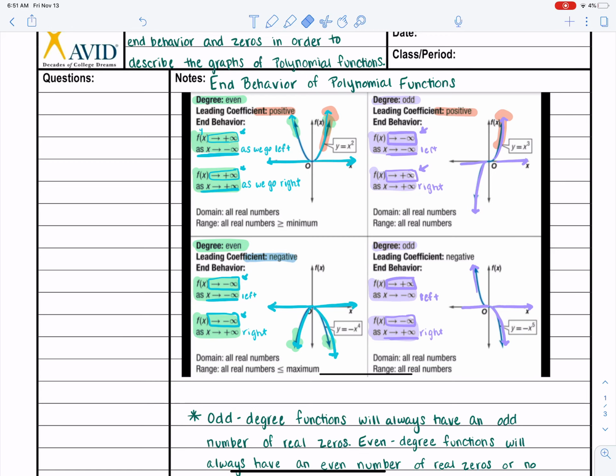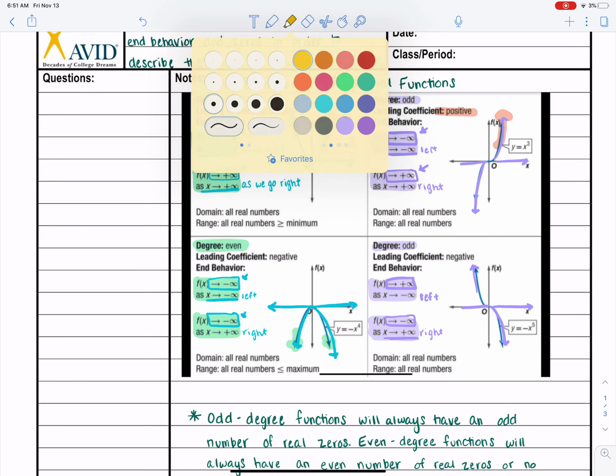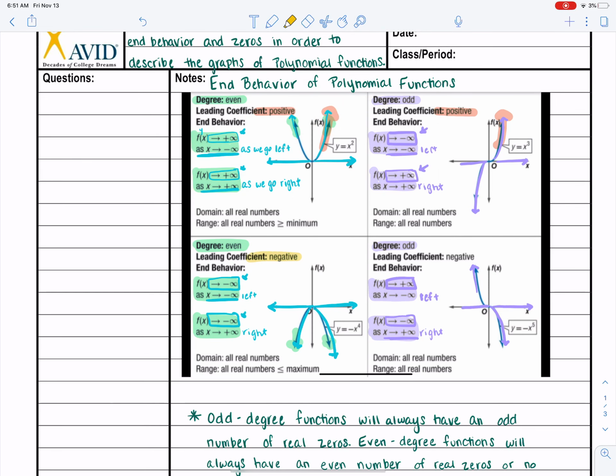If the leading coefficient is negative, let's go with a different color, yellow, because that blue is too similar to the green. If the leading coefficient is negative, then that means the right side of your graph is going to end going down. So the leading coefficient tells you what's happening on the end of your graph, or the right side of your graph, okay?